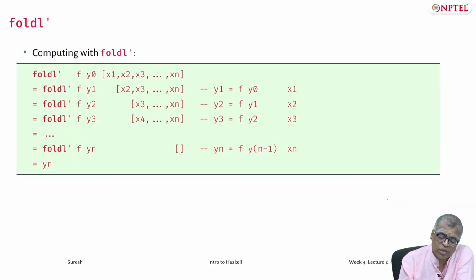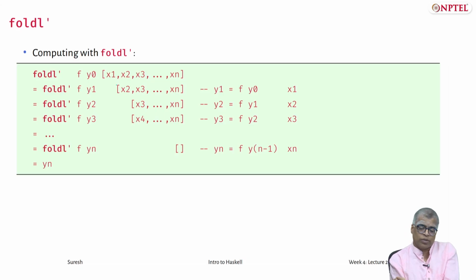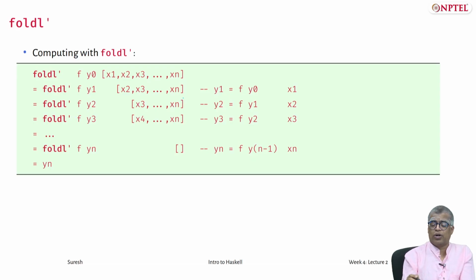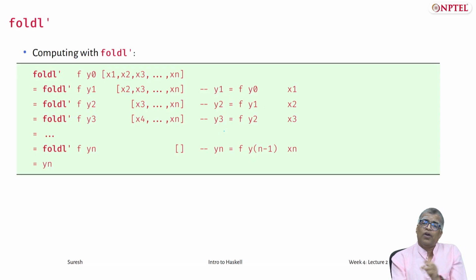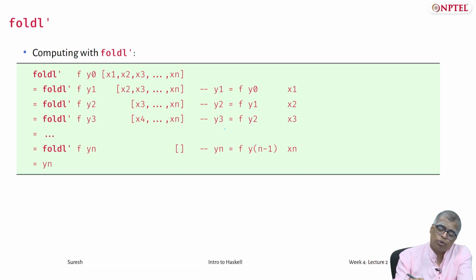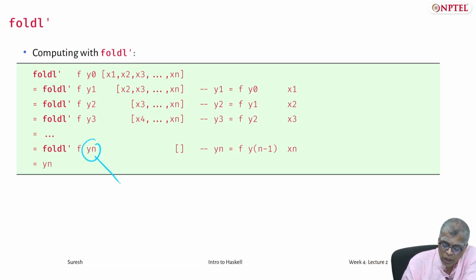Now what is the result of using foldl'? foldl' f y0 [x1..xn] will actually give you foldl' f y1 [x2..xn], where y1 is the result of applying f to y0 and x1. It's the actual evaluated result, which is nothing but foldl' f y2 [x3..xn], where y2 is f applied on y1 and x2. So you won't carry expressions, but results.